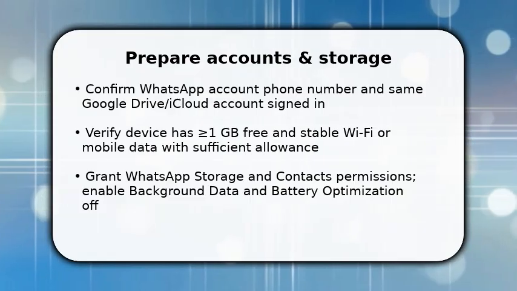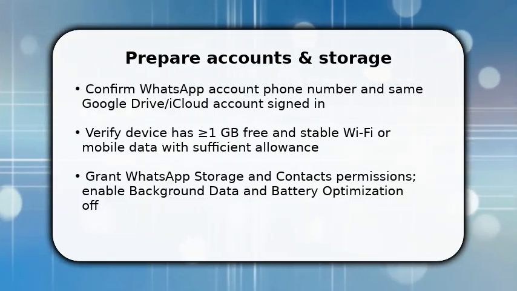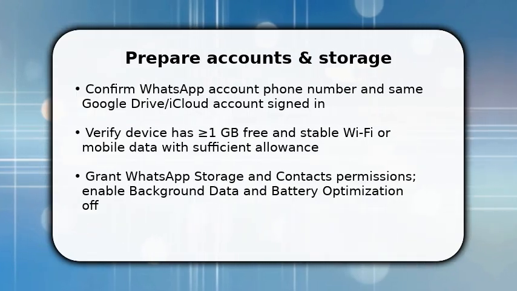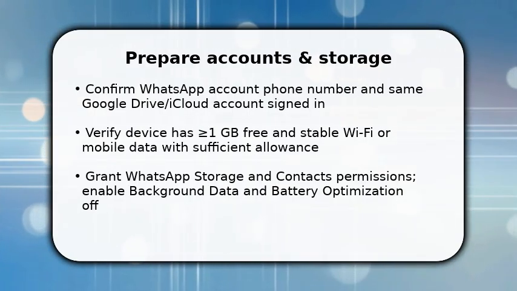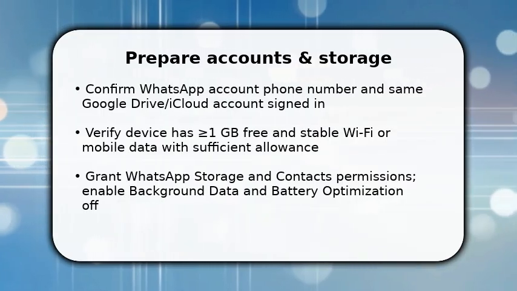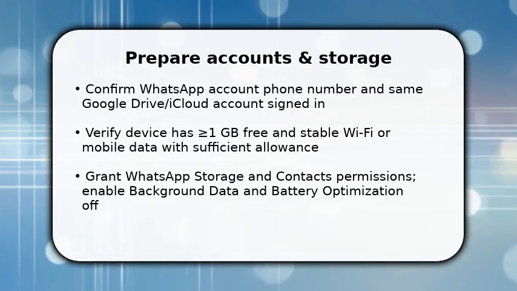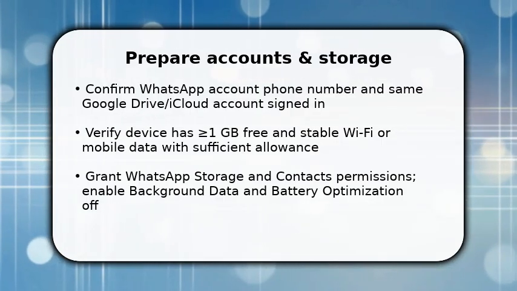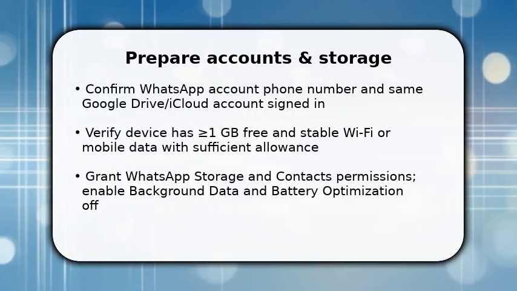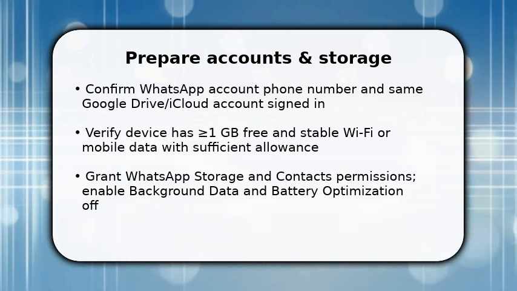You start by confirming you're signed into the same Google Drive or iCloud account WhatsApp will use. Once done, make sure you have at least 1 GB free and a stable Wi-Fi or mobile data connection. Backups fail on poor networks. Next, open app permissions and grant storage, contacts, and allow background data while disabling aggressive battery optimization. These steps remove the most common permission and storage blockers, so a backup can actually begin immediately.